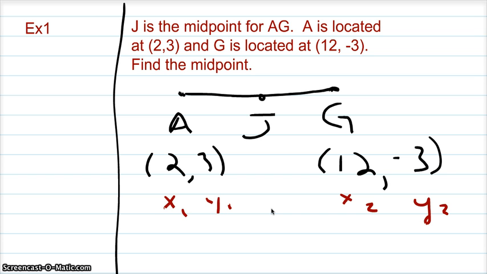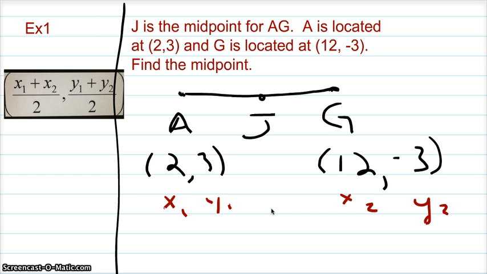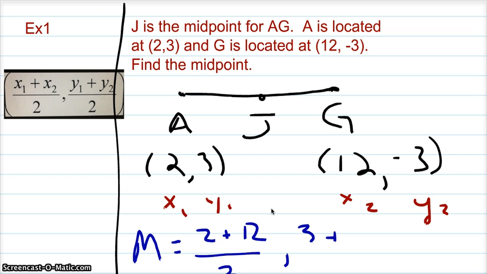After I label my points, then I'm supposed to plug in the given information into that formula. So I'm going to bring the formula back up just for a second. So the formula is M equals (x1, which is 2, plus x2, which is 12) divided by 2, comma, (y1 plus y2) divided by 2. I didn't have enough more room on that page, but you're still writing on the same page.